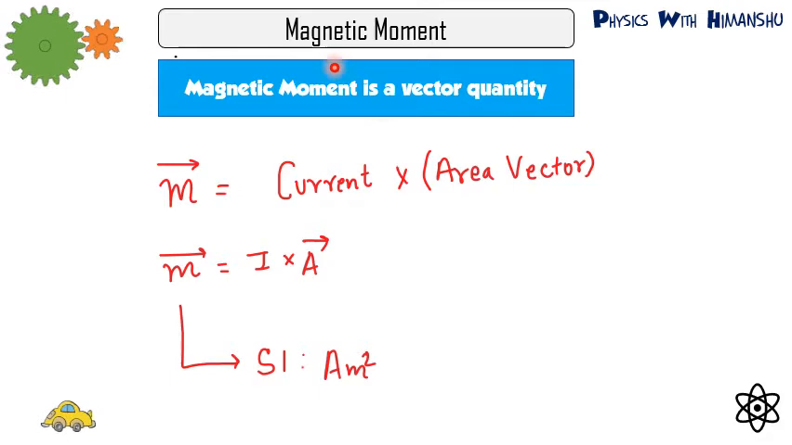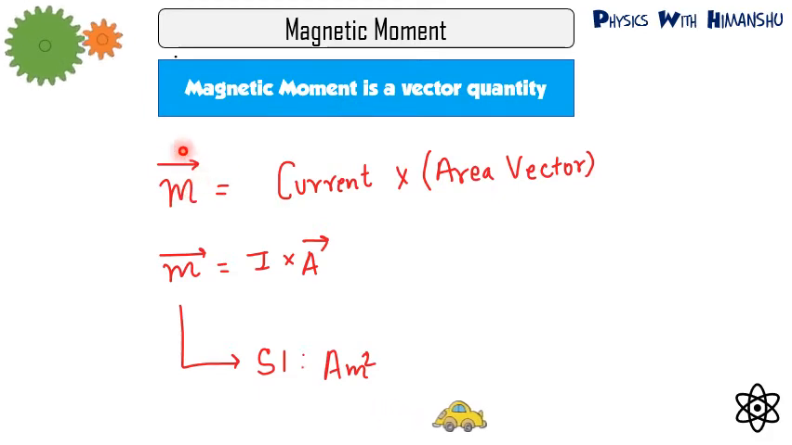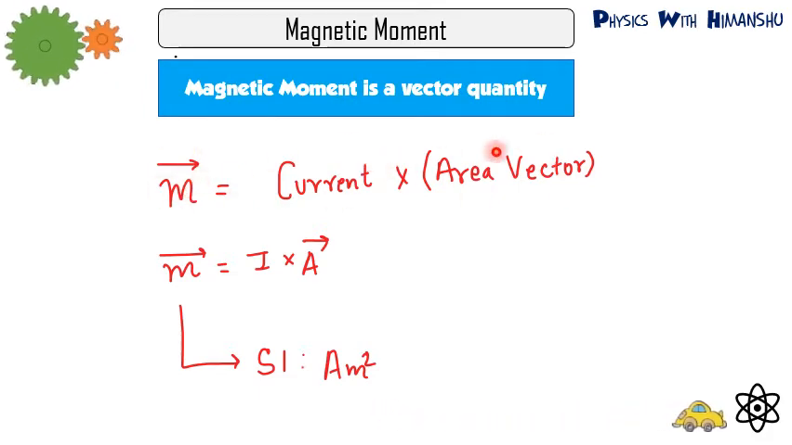So magnetic moment is a vector quantity. The very important thing is that magnetic moment is a vector quantity and its value is given by the product of current and area vector. Current will be represented by I and area vector by A vector. How to find area vector is a different thing that I'll discuss in an upcoming slide. But the formula for magnetic moment is current multiplied by area vector.